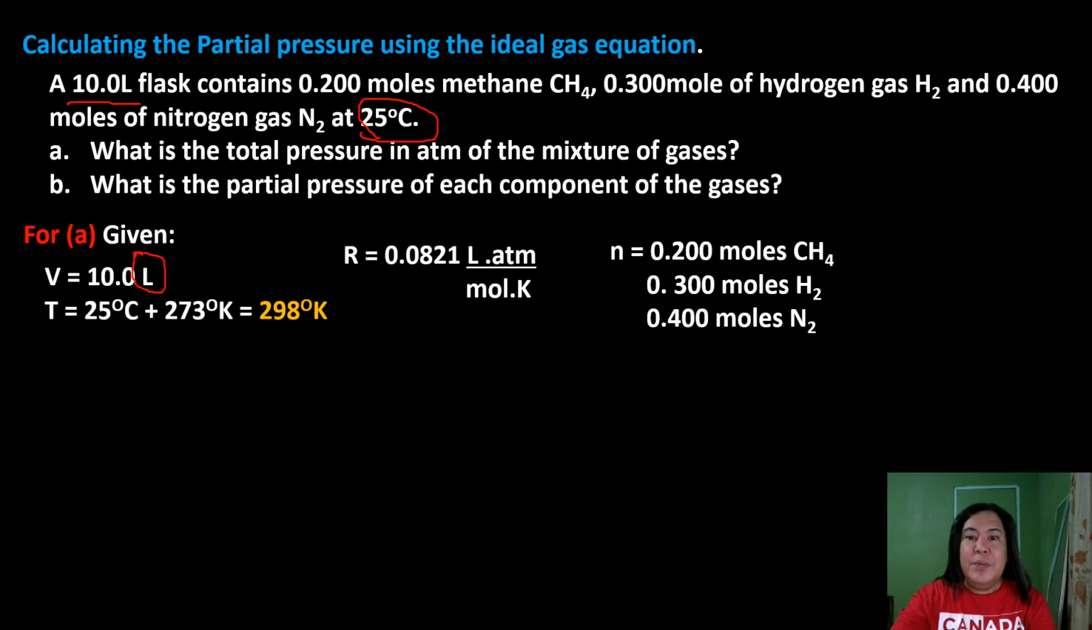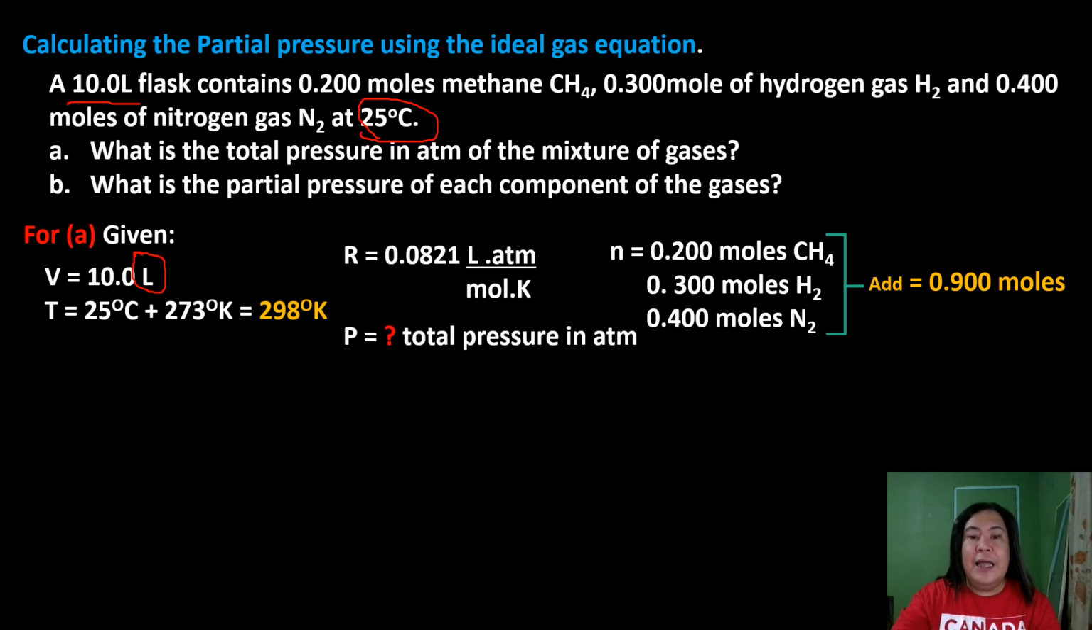Okay, so the number of moles, we have three types of gases. So we have the value for the moles of those three types of gases. Then i-add nyo na siya dyan pa lang para you get the total number of moles which is 0.900 moles. Okay, so this 0.900 moles is the total number of moles of these three gases. Okay, and then the unknown is the total pressure. Okay, the total pressure in atm.